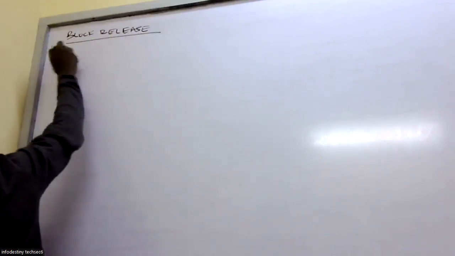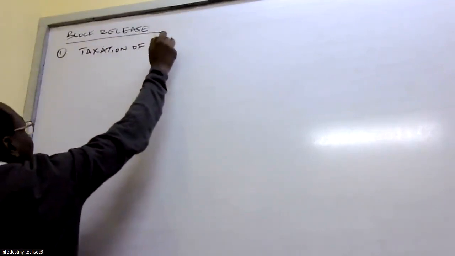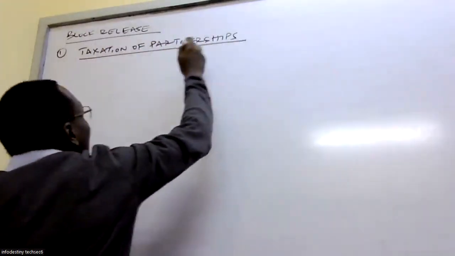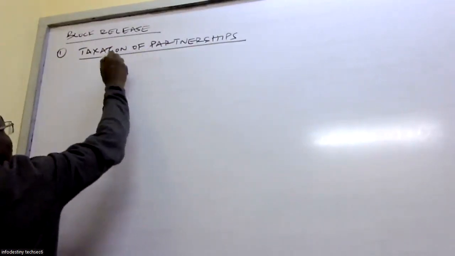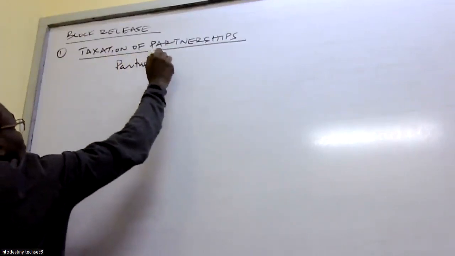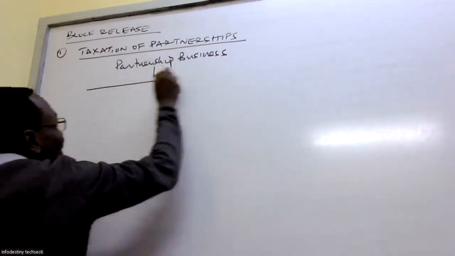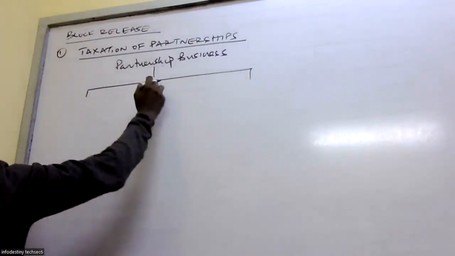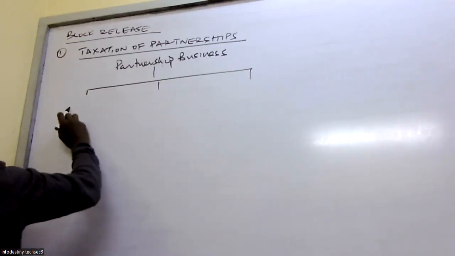So we'll start with topic 1, taxation of partnership. What do we have generally in partnership business? Partnership normally has three areas. So we have a partnership admission.